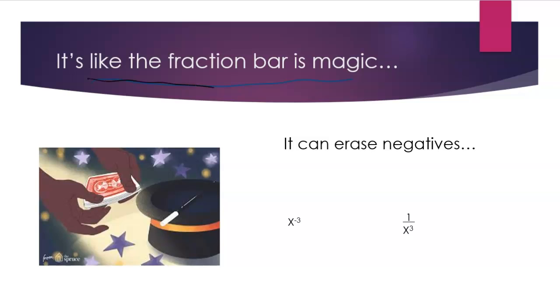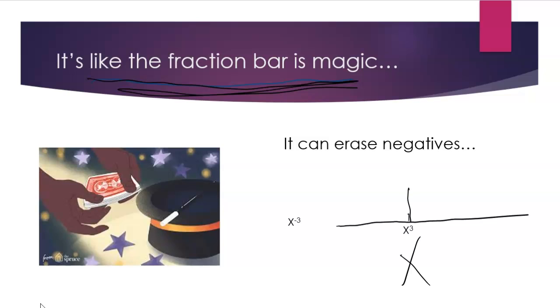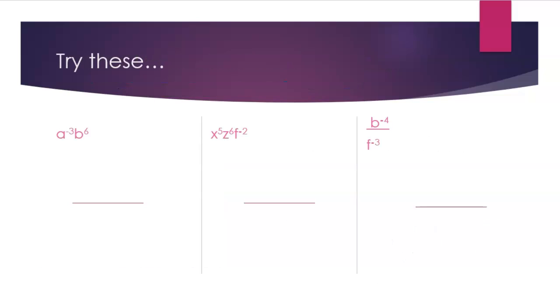It's like the fraction bar is a magic line. It erases negatives. This x to the negative 3 goes over the magic line, and it becomes 1 over x cubed. The negative sign no longer is there. It disappeared.